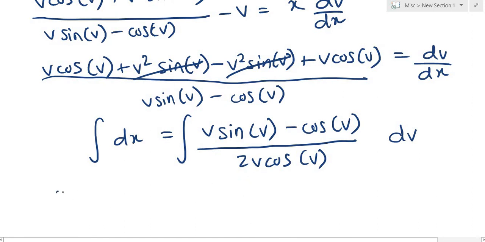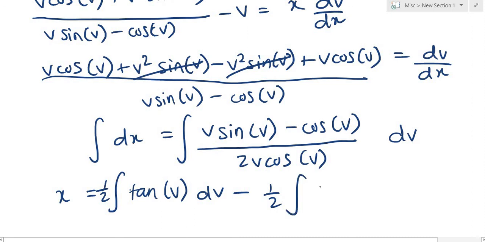Integral of dx is just x. We can separate this in terms of integrals. So when I do that, the V's cancel out. I have a 1 by 2 factor here, and I have a tangent of V dV integrated. And then the cosines cancel out. I have a factor of 1 by 2, and then dV all over V.